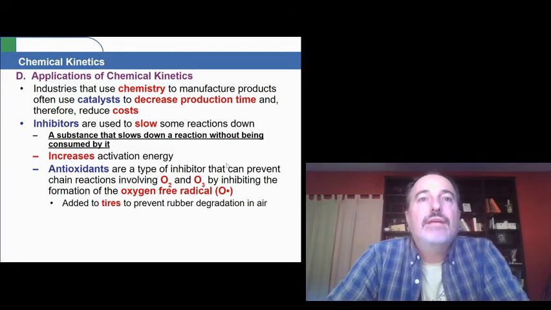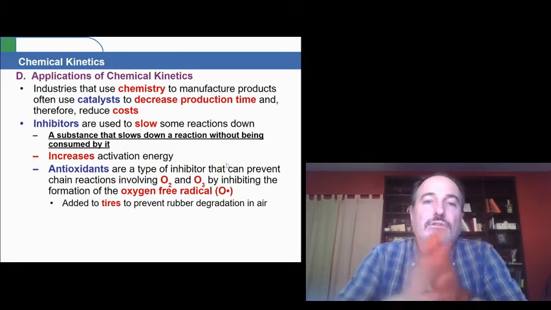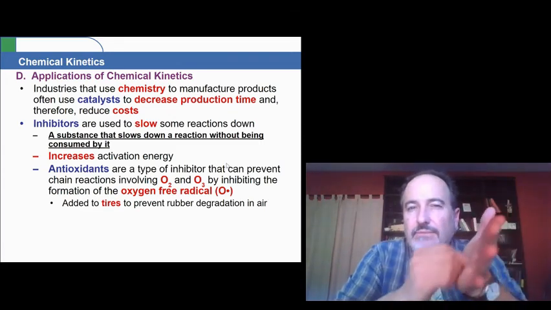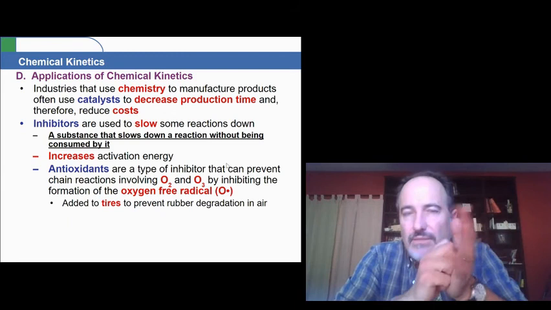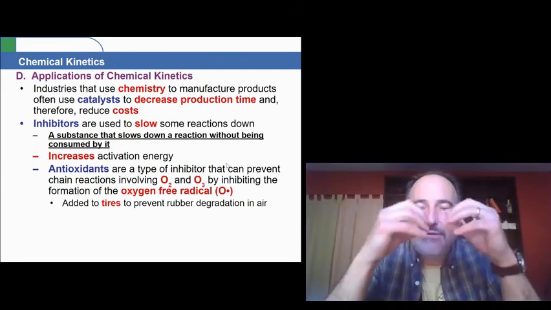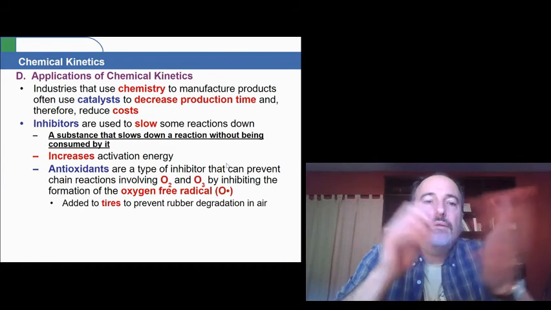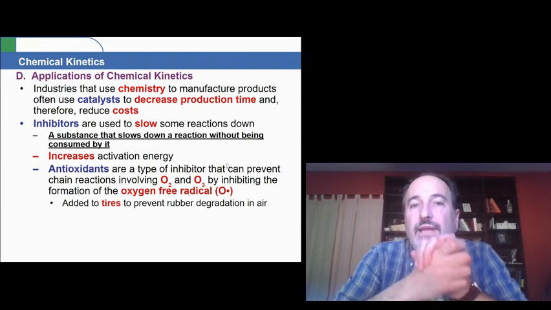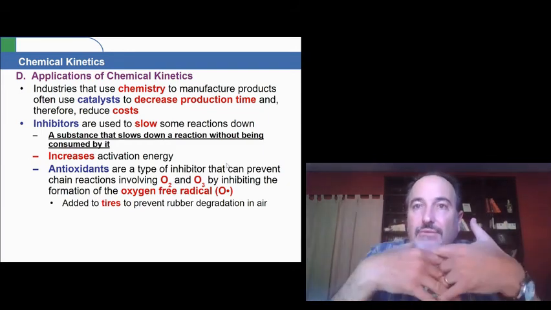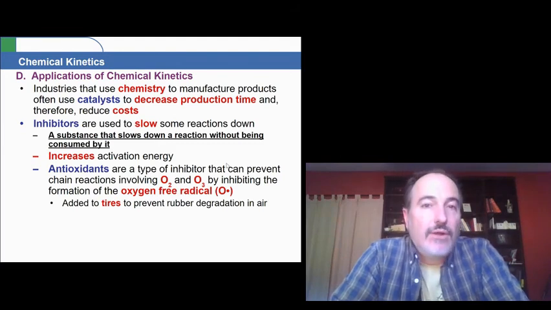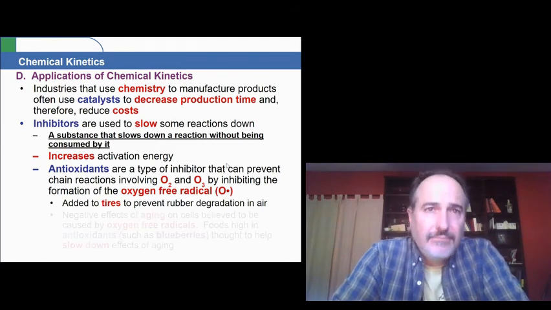It's also why, for example, rubber, like an eraser, sometimes gets all hard and crumbly. That's because the oxygen in the air breaks it down and oxidizes it. So you can add inhibitors to tires, for example, and prevent the rubber in the tires from degrading. And that makes the tires stronger and less likely to break.